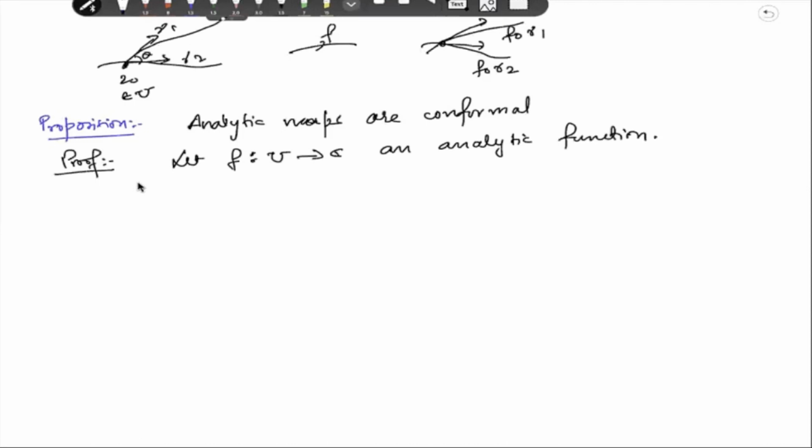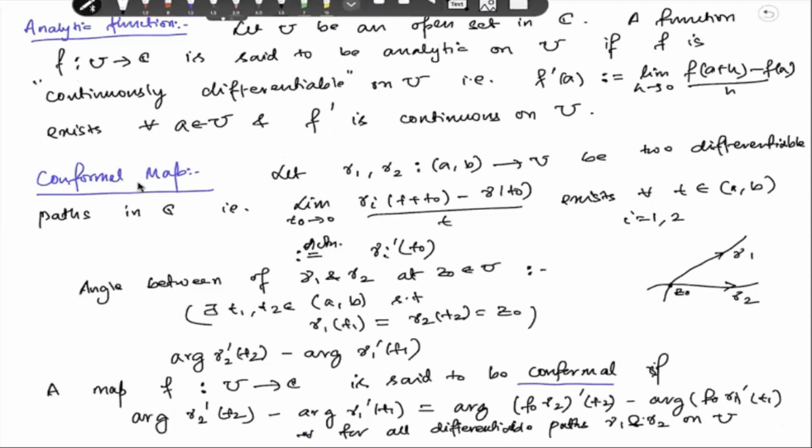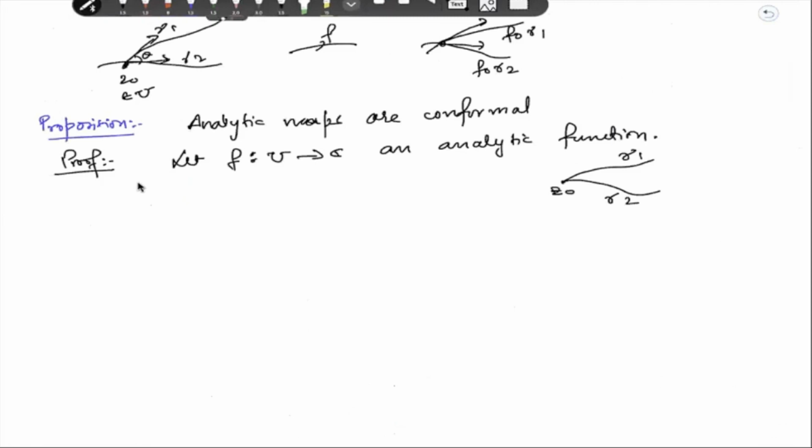And so again, we have this diagram as above. So let us take two paths, gamma 1 and gamma 2, intersecting at the point z0. So we want to prove this equation here. F is given to be an analytic function. So what we have here now is (f compose gamma i)'(t).